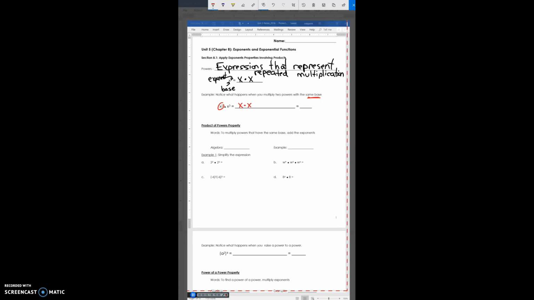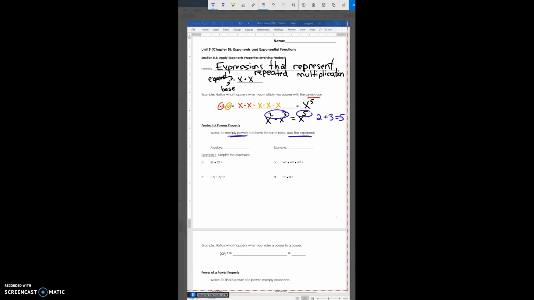If we notice what happens here, we took x squared and multiplied by x cubed, and our answer is x to the 5th. Hopefully we notice, if we look at our powers, we did 2 plus 3 equals 5. This is our general rule: when we multiply powers that have the same base, we add the exponents. But again, this only works when they have the same base, so make sure we check that first.